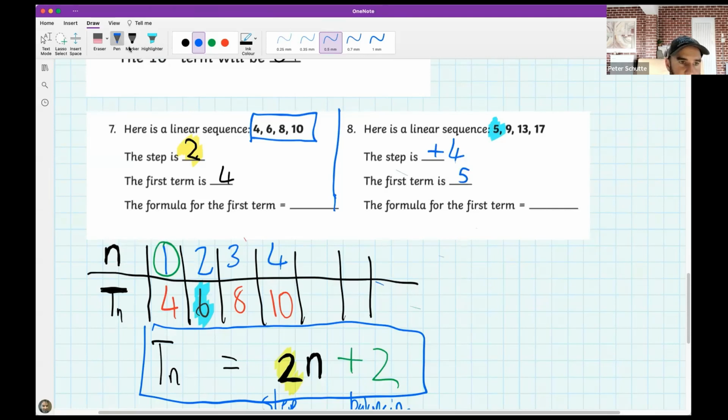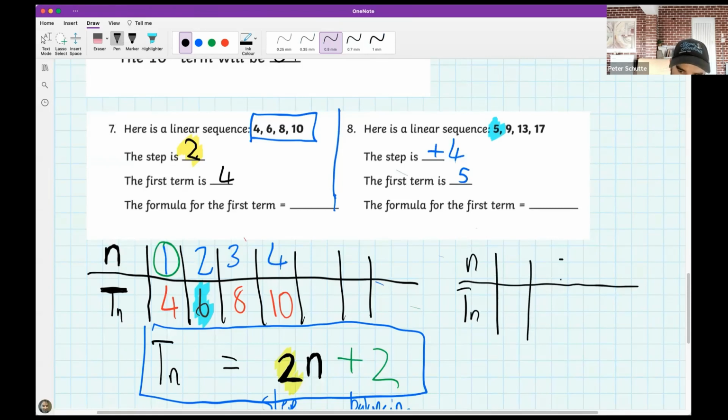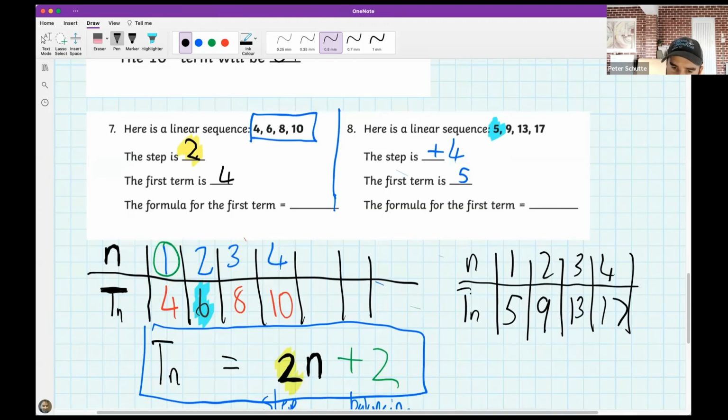Some people will do this, but you don't have to, because you can see the pattern after a while. For the example above, we've got 4 items. The first one is 5, the second one is 9, then it's 13, then it's 17.